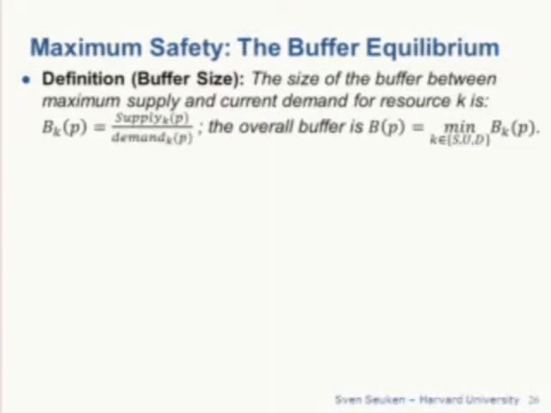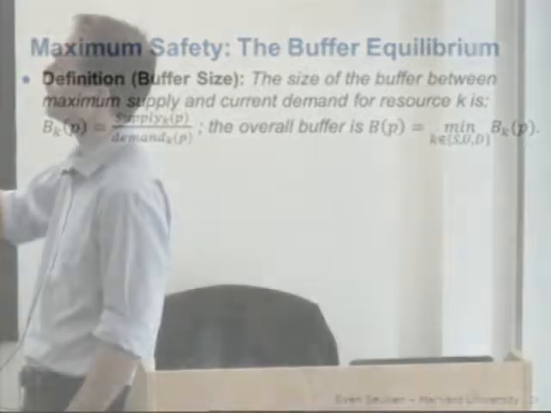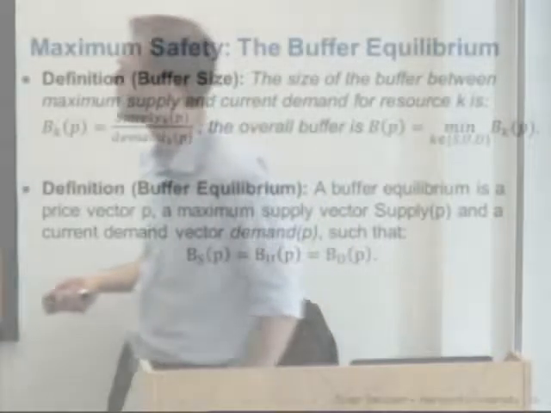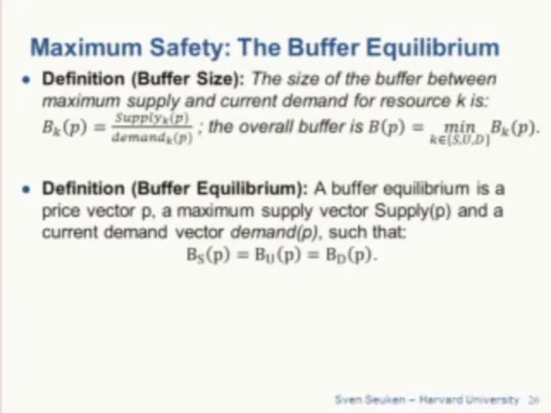To make this safety property more formal, let me define what I mean by a buffer size. The size of the buffer between maximum supply and current demand for a particular resource k is simply the ratio of the maximum supply and the current demand for that resource. The overall buffer in the market is simply the min across all individual buffers. Then I'm going to define this notion of a buffer equilibrium, which is a price vector P, a maximum supply vector supply(P), and the current demand vector demand(P), such that the buffers for space, upload, and download bandwidth are the same.